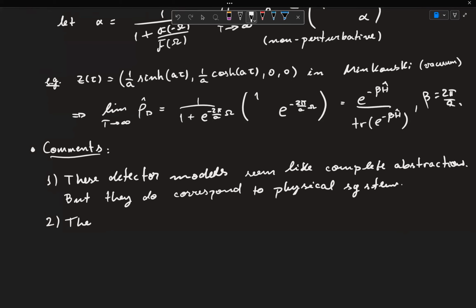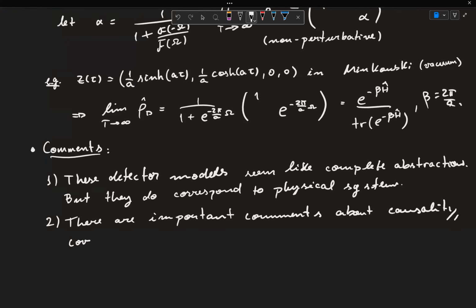Two, there are important comments that I have not commented on, about causality, covariance, and relativity that have not been mentioned.